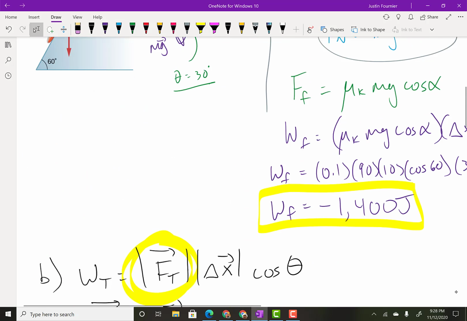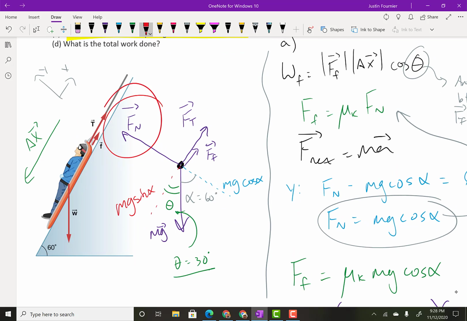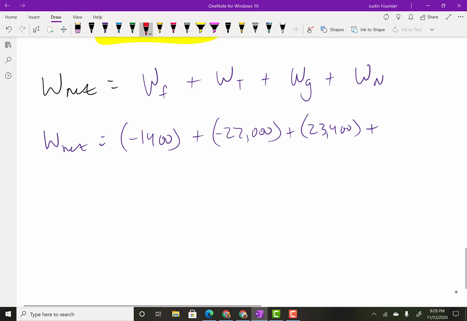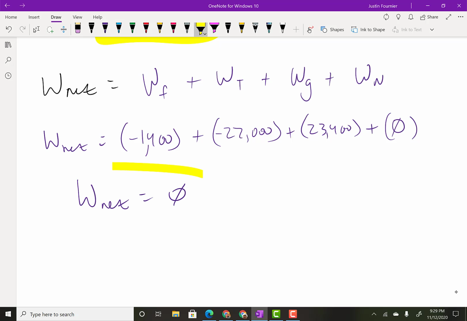I could calculate all that out, but look here. The normal force is pointing directly in the y direction, which is perpendicular to the displacement. If it's perpendicular to the displacement, the normal force is not going to do any work. In fact, rarely does the normal force ever do any work. So the work done by the normal force is 0. Now I have negative 1,400 plus negative 22,000 plus 23,400, and that all adds up to 0. So the work net is 0 as well.